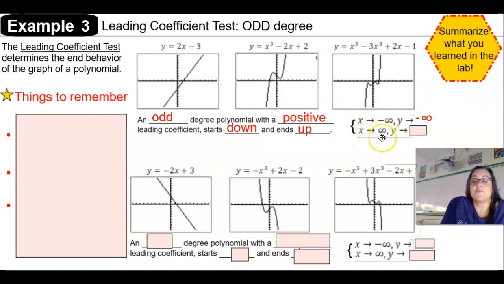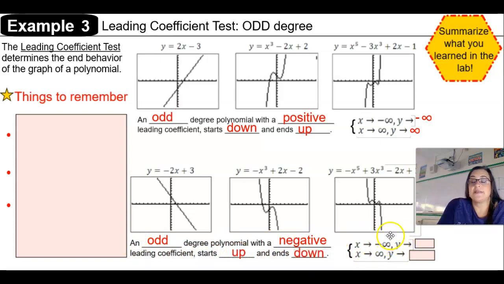But as x approaches positive infinity on the right, the y is approaching positive infinity. Okay, then when we look at the next three examples, we have odd degree but negative leading coefficient this time. And in those, because there's been a reflection in the x-axis, the opposite is happening. It's starting up on the left and ending down on the right. So an odd degree polynomial with a negative leading coefficient starts up and ends down.